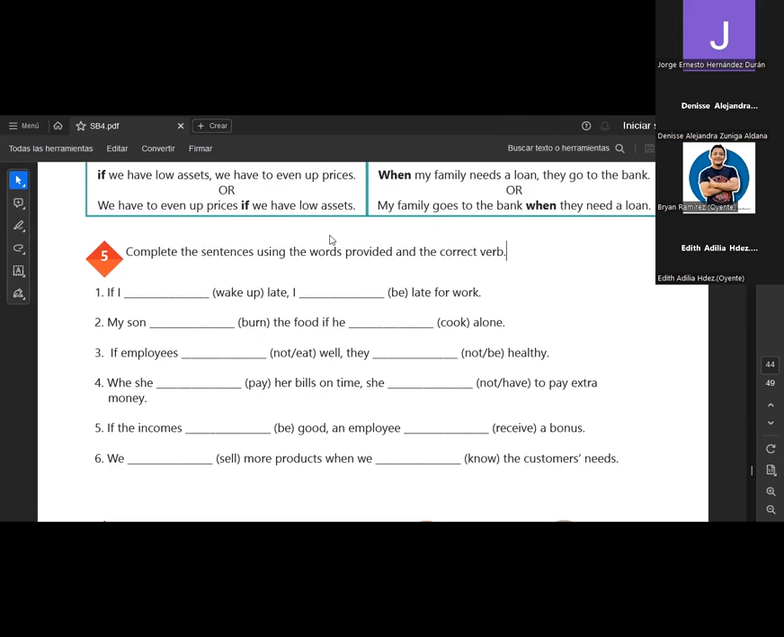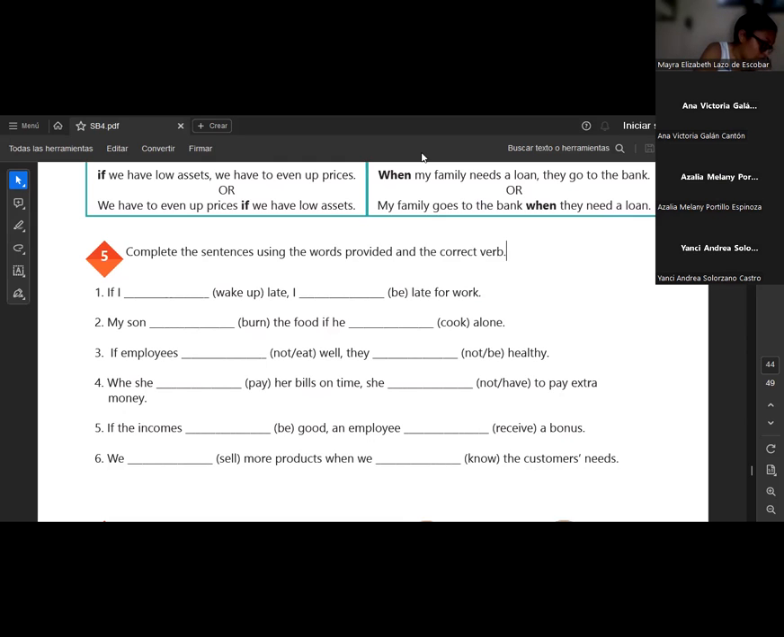If you have any questions, I am here, okay? You can ask me. For example, the number one, if I wake up late. I am late for work. There you go. Así es. Okay. Yes. Excellent, Sara. Continue, Sara, with the other ones. 4 minutes. 4 minutos.